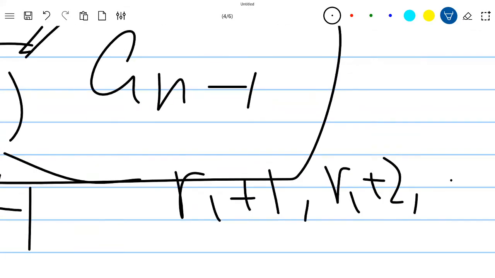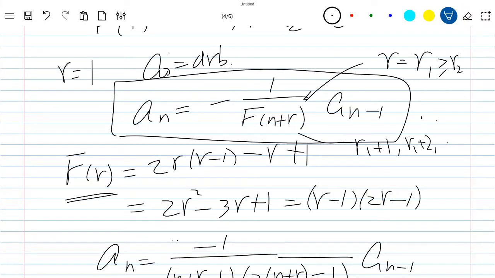And these values are not the root of f, because the root of f is only r1 or r2. But r1 plus 1, r1 plus 2, etc., will never be r1 again, and they will never be r2 because they are larger than that. So you can always get a solution for y1. Y1 means corresponding to r1.